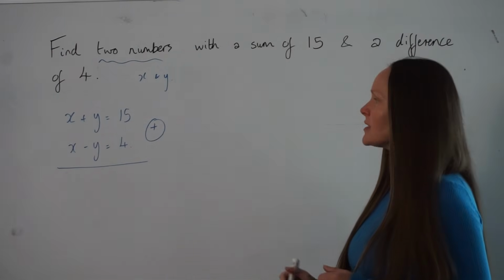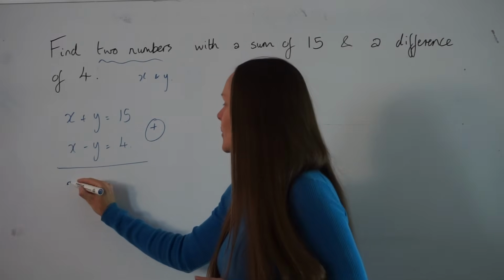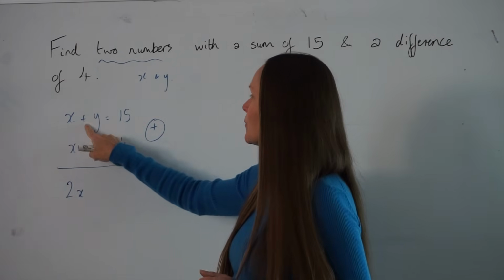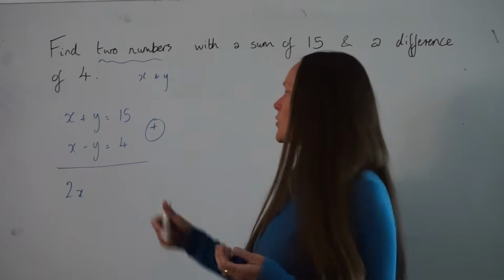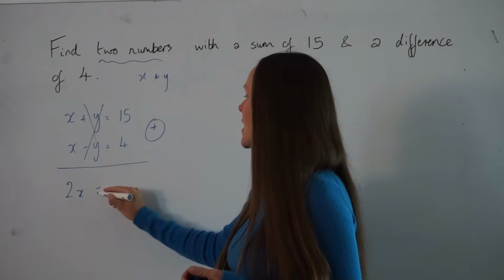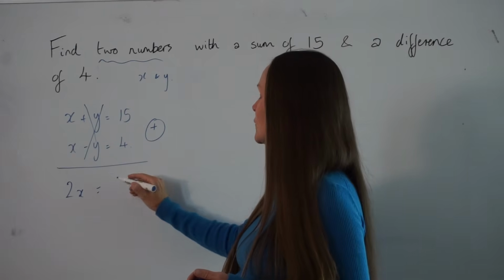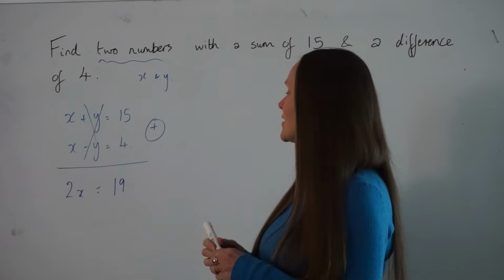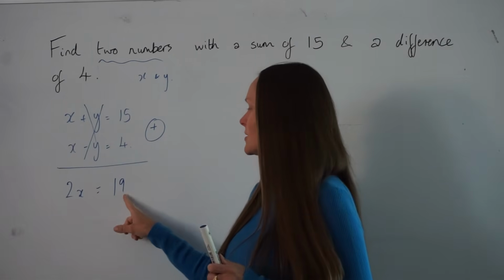So when I do that, I have 1x plus 1x, which is 2x. Positive y plus negative y is 0, so I'm eliminating the y values. And finally, 15 plus 4 equals 19. Okay, so we're left with the equation 2x equals 19.